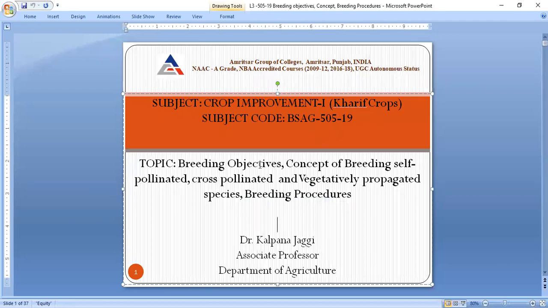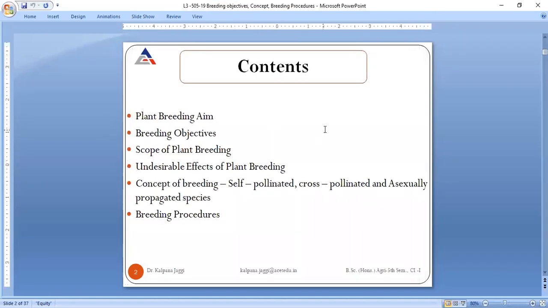Very first is the breeding objective, then the concept of breeding, like why we are going for the modification of genetic content. And what is the concept, what is the basis, like in case of self and cross, and all the vegetative procedures, they are different. So these all are the contents that we will be discussing.